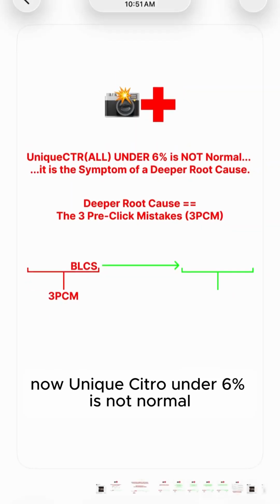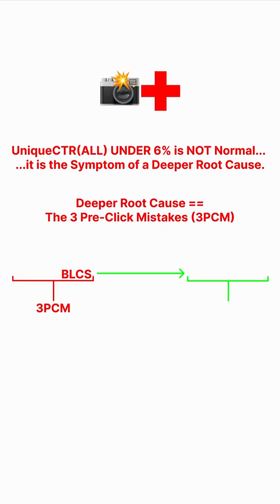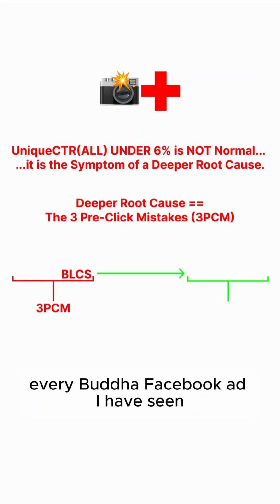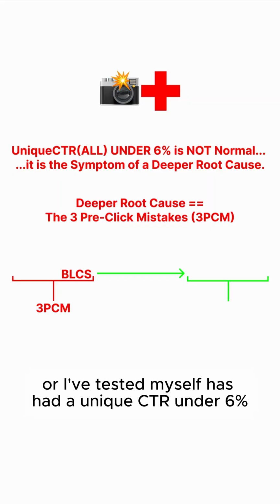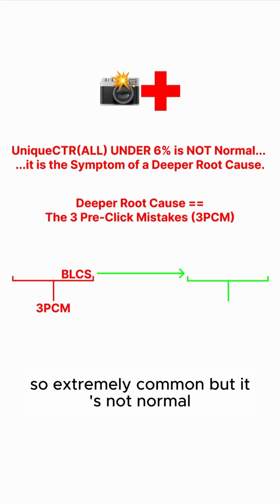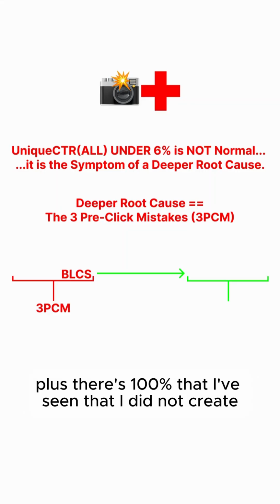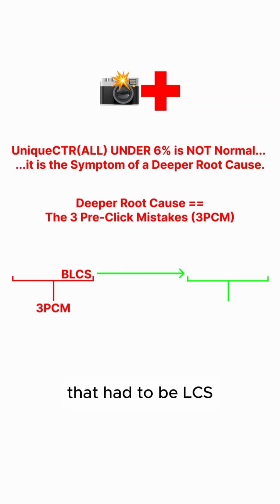Now, unique CTR under 6% is not normal. Extremely common, I believe. Every Boudoir Facebook ad I have seen that I've been able to see the back end to, or I've tested myself, has had a unique CTR under 6%. So extremely common, but it's not normal. It's actually the symptom of a deeper root cause. That's 100% of the ones I've seen that I did not create that had BLCS.